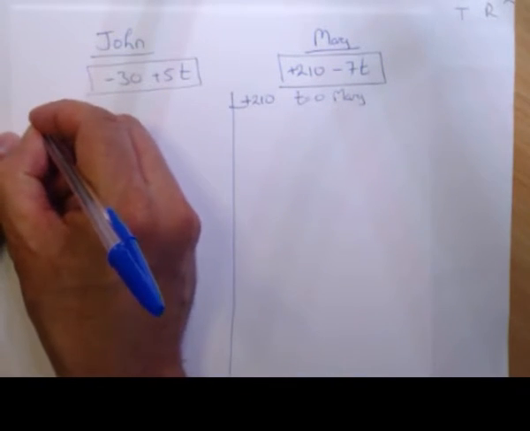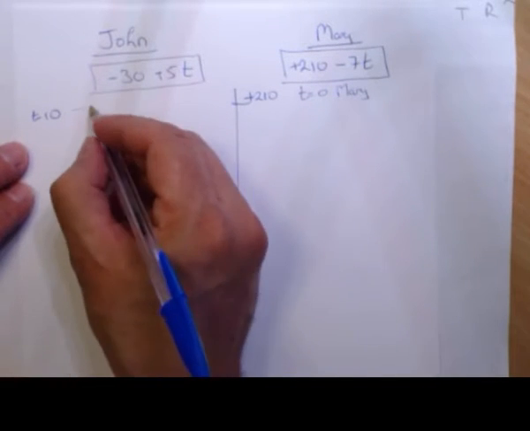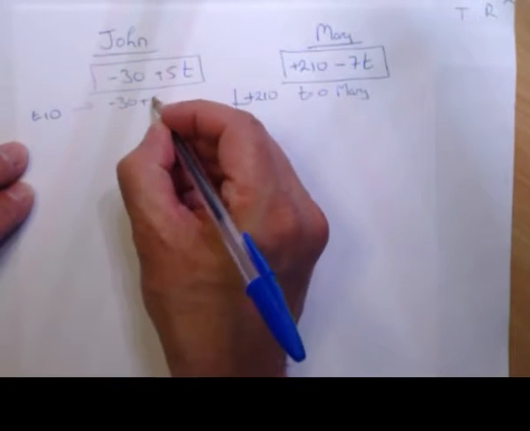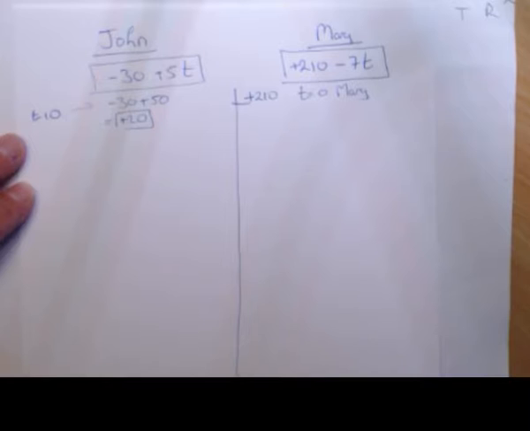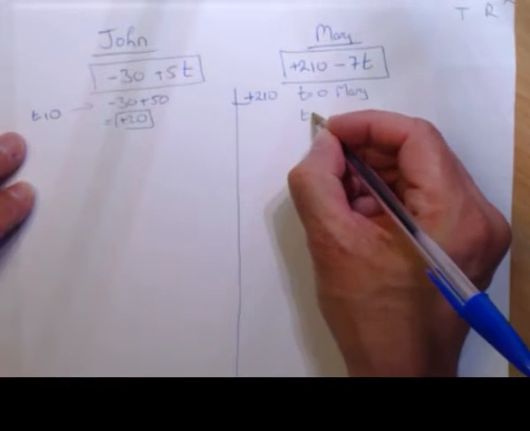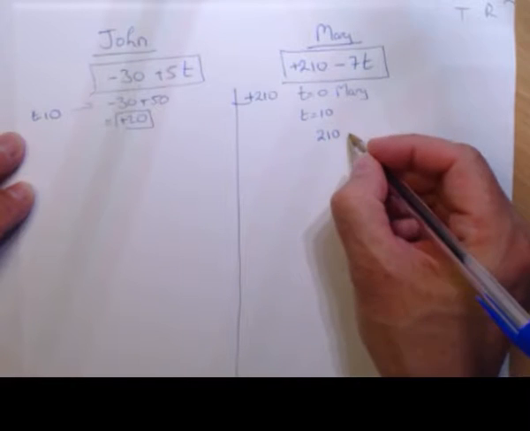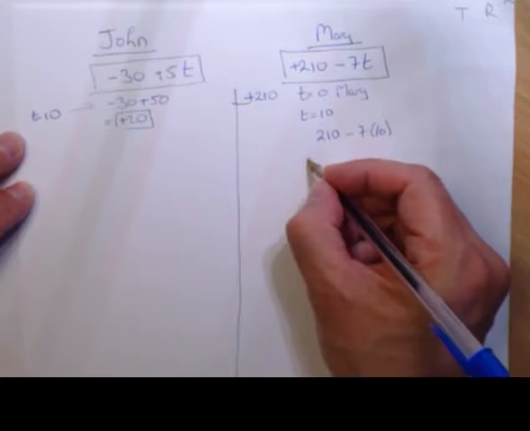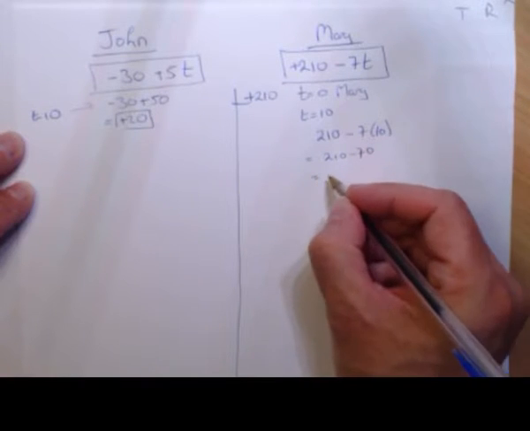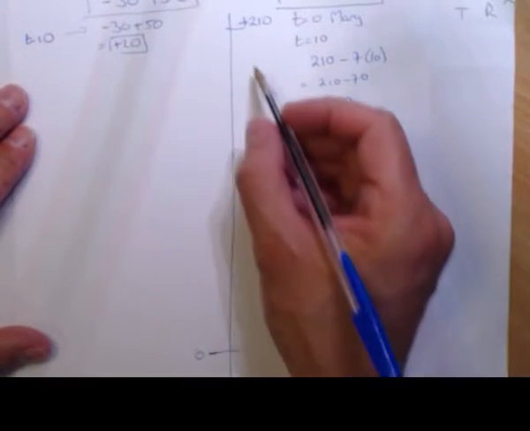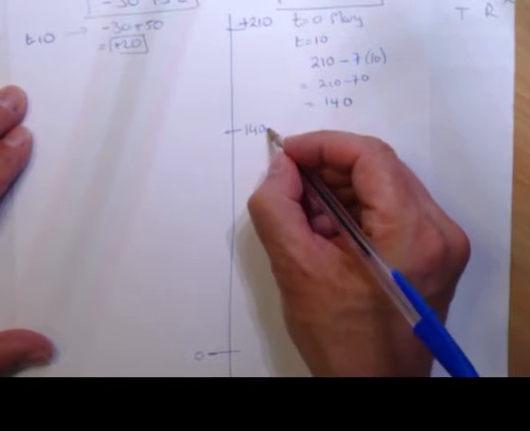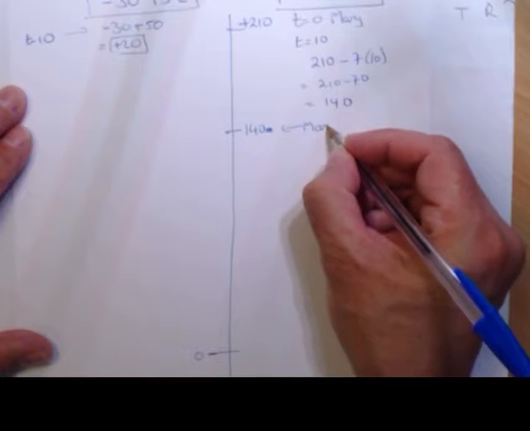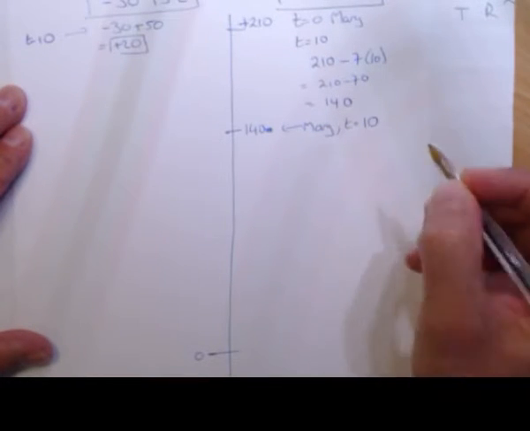So let's try t is equal to 10. So we find out that John is at minus 30 plus 5 times 10, which is 50, and that's equal to 20. So John is now at 20, and Mary at t is equal to 10 is at 210 minus 7 times 10 is equal to 210 minus 70 is equal to 140. Okay, so after 10 seconds, we find that Mary is here at 140 meters. This is Mary now, when the time is equal to 10 seconds.